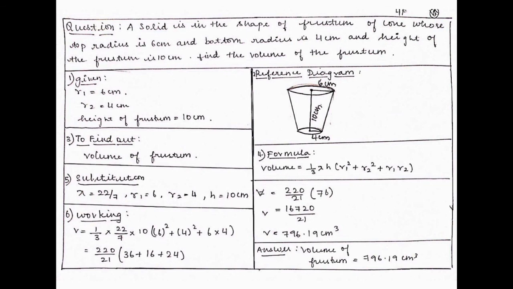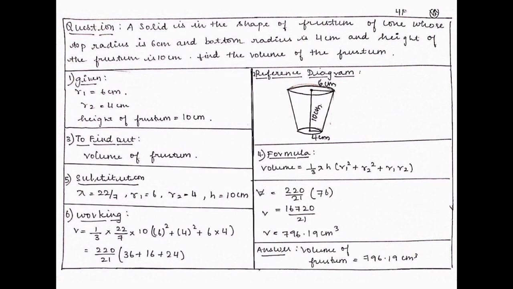So now we have to find out the volume of frustum in this question. So the formula used to find the volume of frustum in this question is 1/3 pi h into r1 square plus r2 square plus r1 into r2. So these values I am going to substitute in the formula. Pi is equal to 22/7, r1 is equal to 6 centimeter, r2 is equal to 4 centimeter and the height is 10 centimeter. So let's work on the sum.